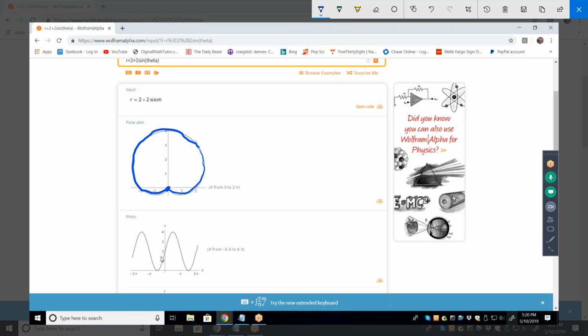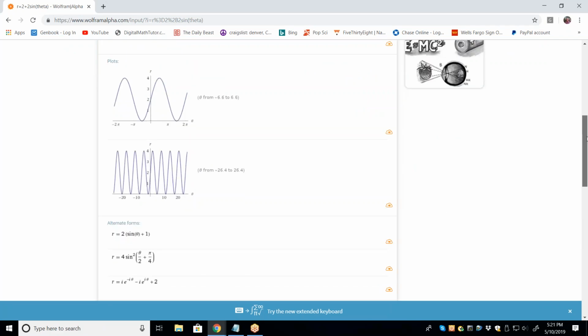And it still shows us the rectilinear plot. In other words, notice that that is a sinusoid function also. I put it in as r equals 2 plus 2 sine theta. I didn't tell it that it was polar, so it could have been sinusoid. Sinusoid is this one. Okay. Let's see what else it tells us.